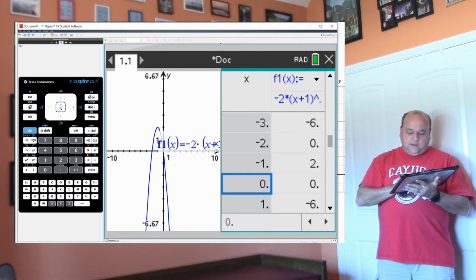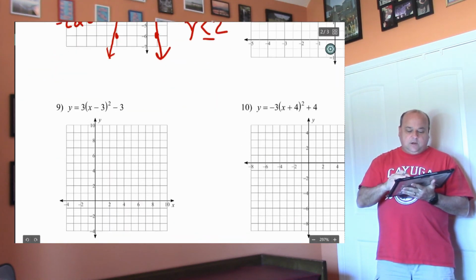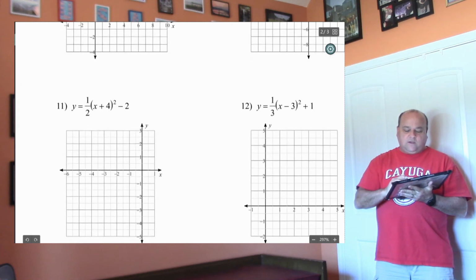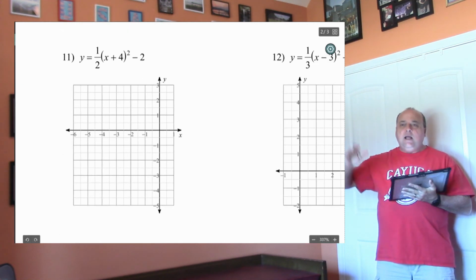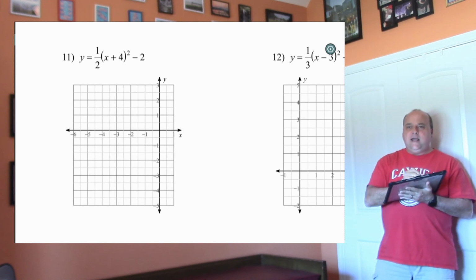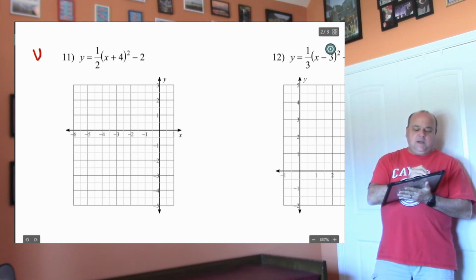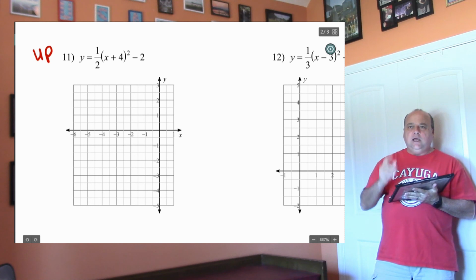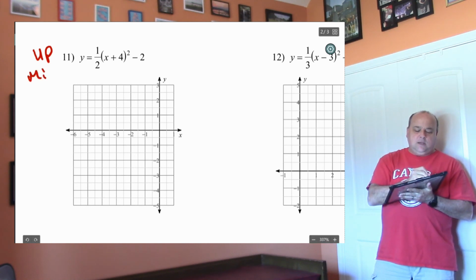Now then, let's go to the next one, okay? I'm going to do one more for you. Let's do one with a fraction, and then you can do the rest. This is just calculator work. So on number 12, the 1/2 is positive. This means it opens up. If it opens up, I'm going to have a minimum.